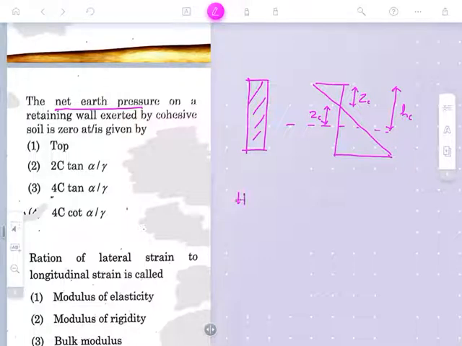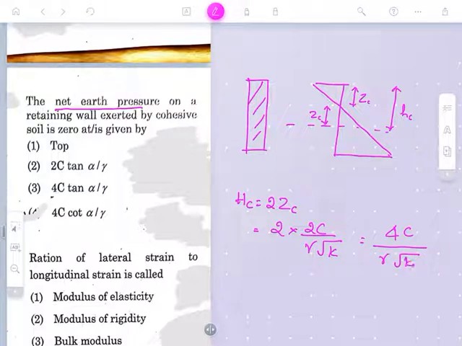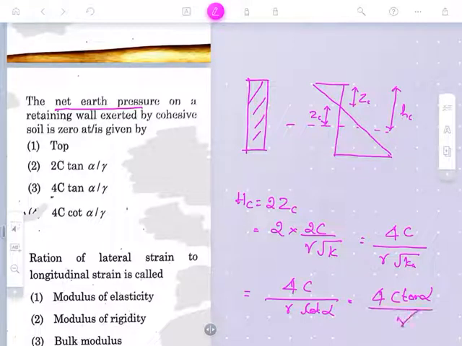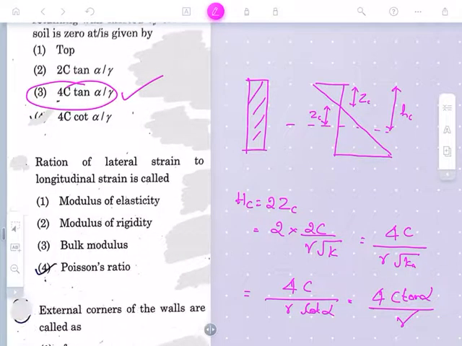In order to find the critical depth, HC will be equal to 2 times ZC. So 2 times 2C divided by gamma into root Ka, which is nothing but 4C divided by gamma into root Ka. This can be written as 4C divided by gamma into cot alpha, and 1 by cot alpha is tan alpha. So 4C tan alpha divided by gamma. So the third answer is the right answer.